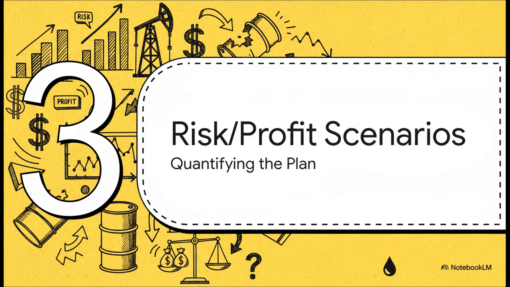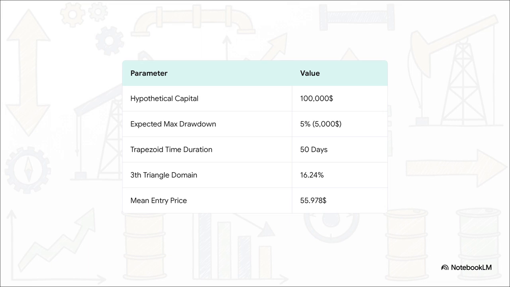So, we have the entry points. But how does this all translate into a concrete plan? Well, that brings us to the risk and profit scenarios. The key here is that a super detailed plan is laid out before anything happens. It's all about quantifying the trade from the get-go. To make things tangible, the plan uses a hypothetical capital of $100,000. From there, it sets out some really specific risk parameters.